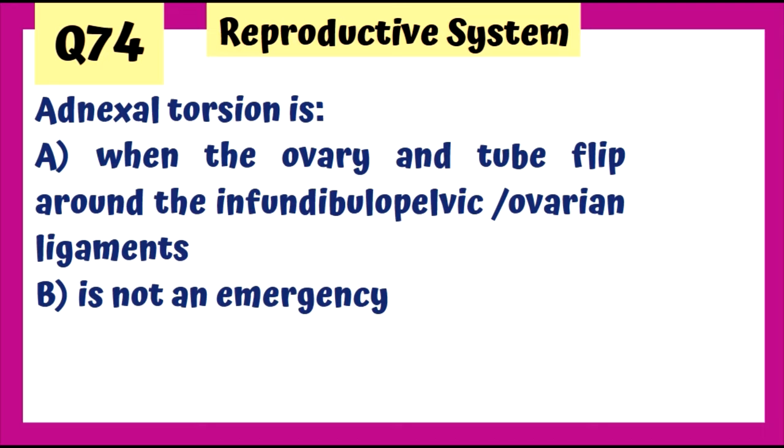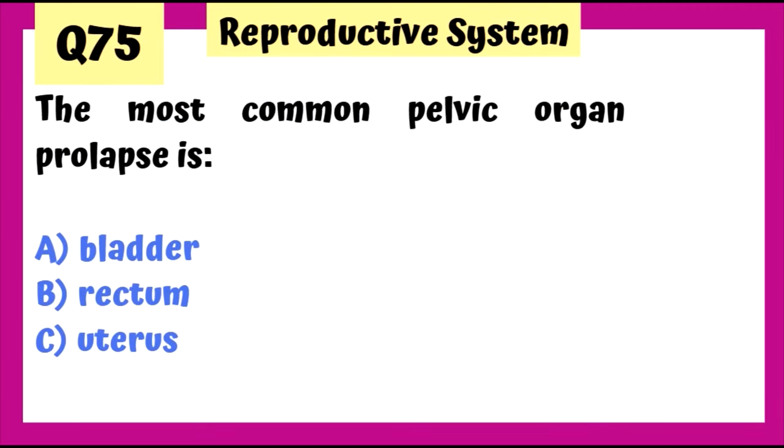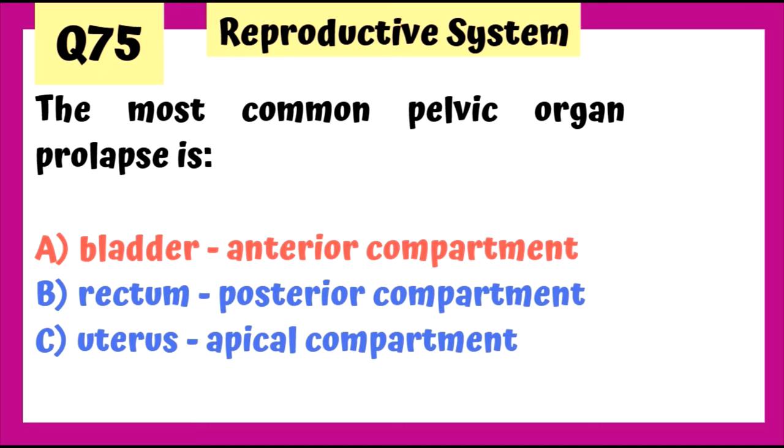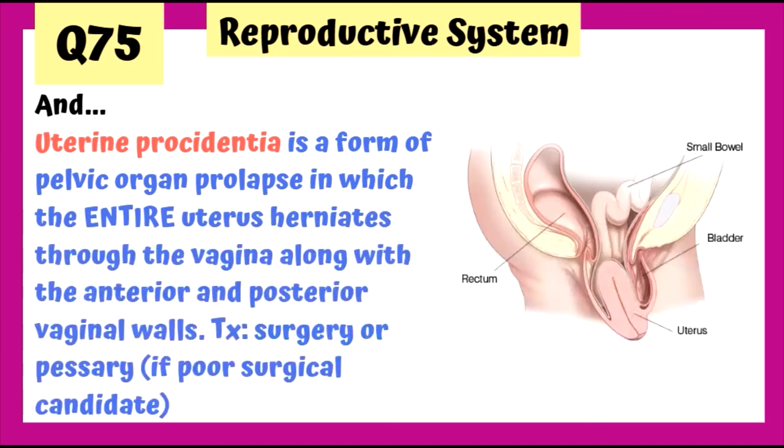Question 78. It should be 78. I'm not sure why it says 74, but it does. Question 74. Adnexal torsion is definitely an emergency, and this is the pathophysiology of it, and it's definitely an emergency. You have to treat it with surgery. Question 75. The most common pelvic organ prolapse is the bladder, the anterior compartment. A cystocele, that's the most common pelvic organ prolapse. It's due to damage to the levator ani muscle complex, that's all pelvic organ prolapses. Asymptomatic patients do not require treatment. Uterine procidentia is a form of pelvic organ prolapse in which the entire uterus herniates. They generally need surgery. Pessary could help, but it's usually surgery.